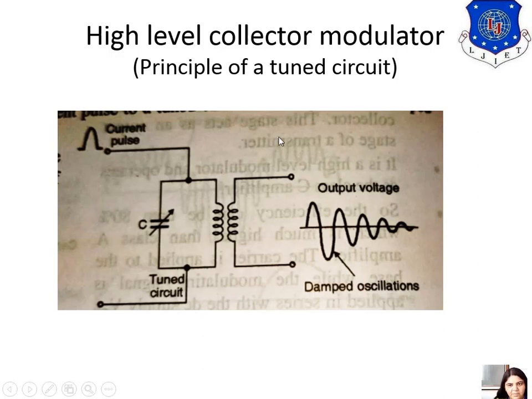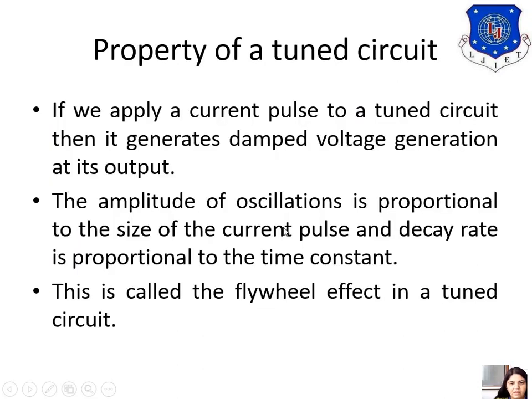So this is the principle of the tuned circuit. The function of the high level collector modulator can be understood by understanding the principle of a tuned circuit. When we apply a current pulse to the tuned circuit, it generates a damped voltage at the output. The amplitude of the oscillations is proportional to the size of the current pulse, and the decay rate is proportional to the time constant. This is referred to as the flywheel effect in a tuned circuit.